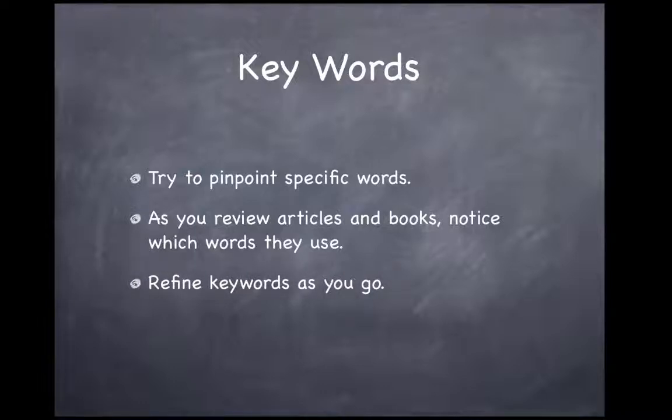And refine the keywords as you go, right? So for example, sometimes you do a search and you get 3,000 results. Well, maybe that means your keywords are too general, too vague. Maybe you need to add one, or you need to tighten the keywords that you're using.